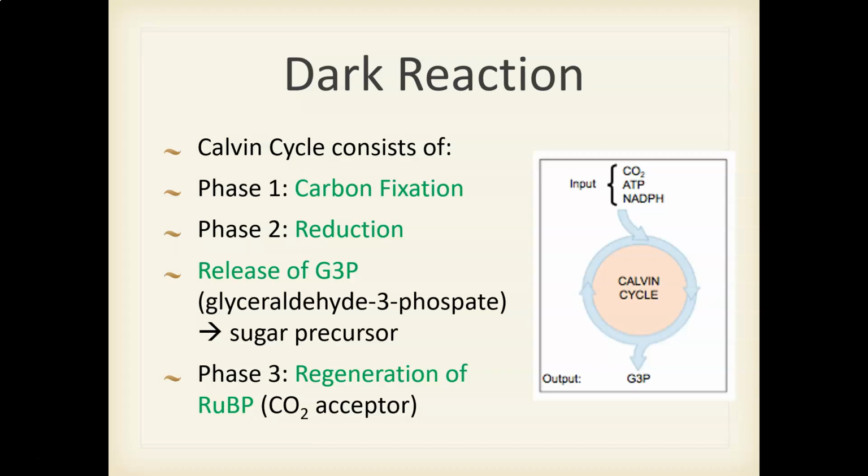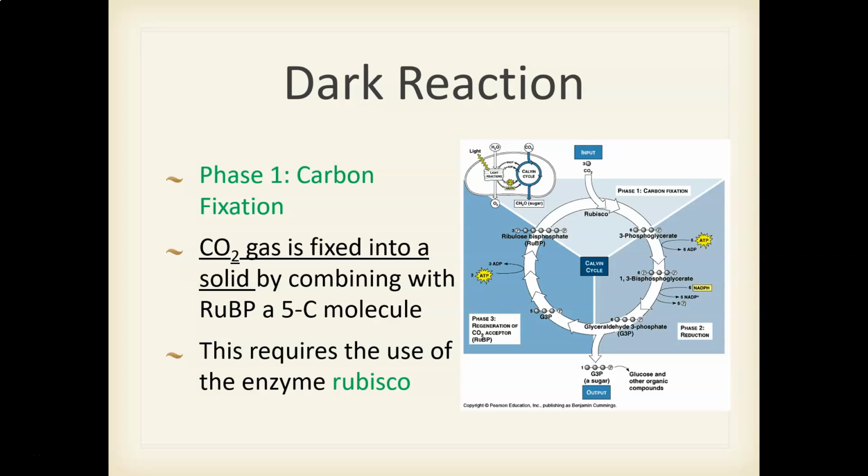And then phase 3 is going to be the regeneration of this molecule called RuBP. And that RuBP molecule is going to be really important because it's a carbon dioxide acceptor. It's going to be what allows us to steal that carbon dioxide out of the plant's environment and actually be able to harvest the carbon from it. So let's look at how this works.